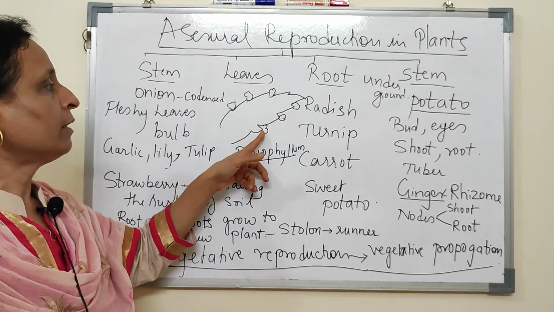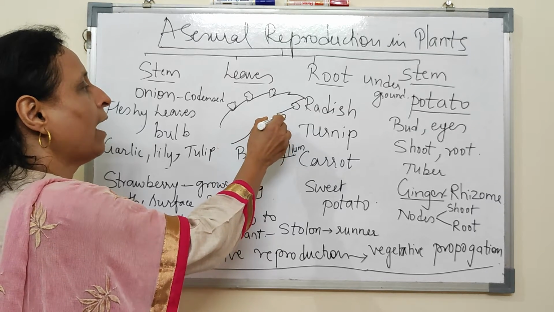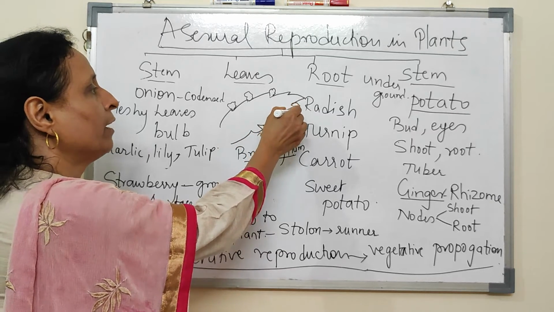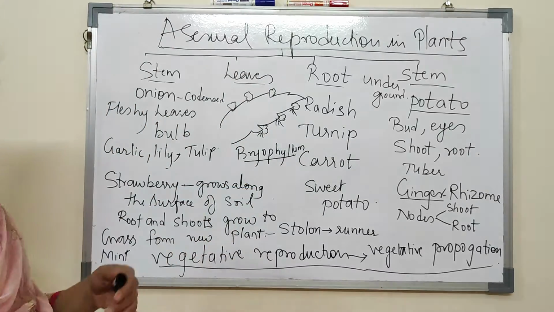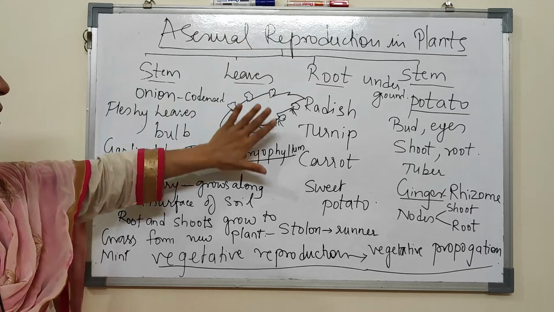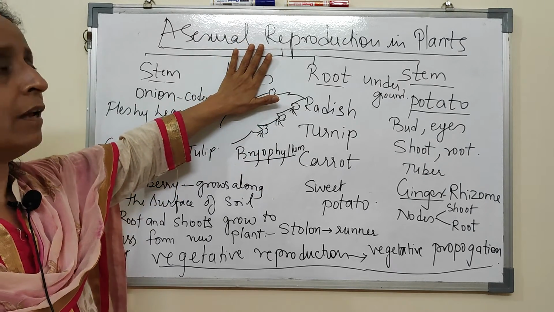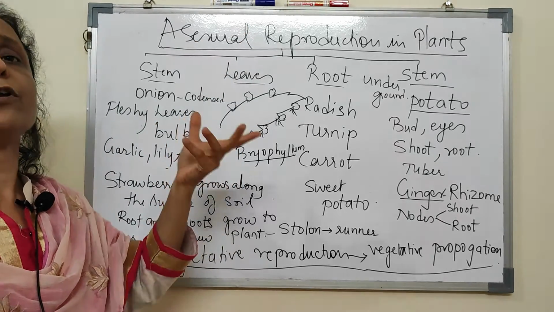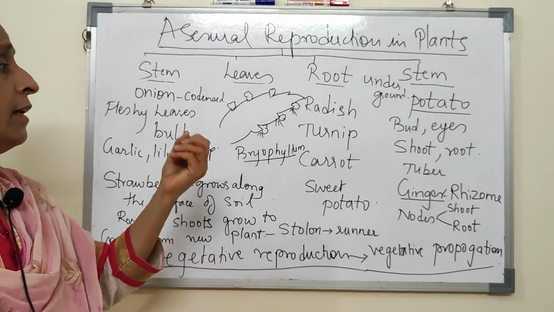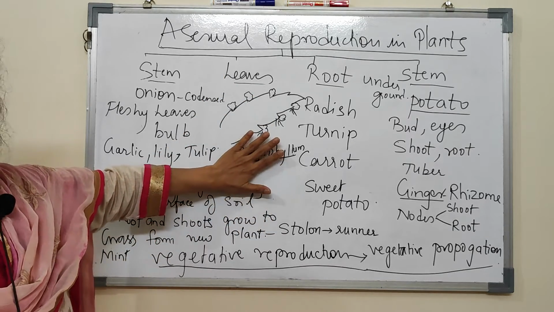Slowly, this will develop roots also, and it will fall to the ground, and you will have many bryophyllum below. This is how reproduction takes place in bryophyllum by leaves. It's a vegetative structure, but still it reproduces to form a new plant. It has evolved, it is adapted to produce new plants by leaf.